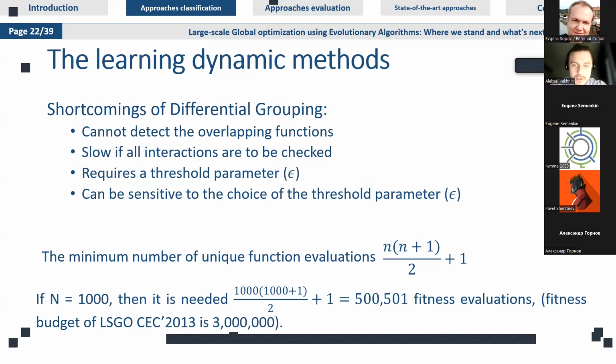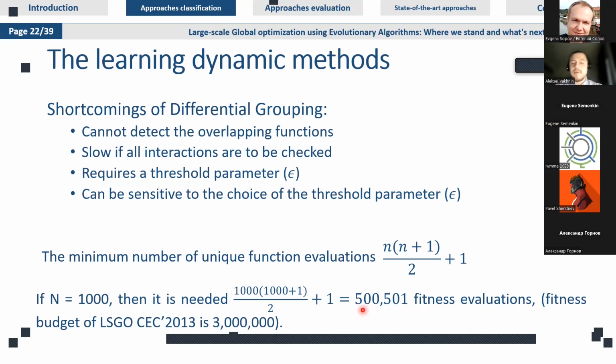And of course, this sort of algorithm for detecting separable and non-separable variables is very sensitive to threshold parameters. And here's a small example. The minimum number of unique function evaluations can be calculated using the following formula. And if we are speaking about 1,000 variables, it's the most common number of variables in benchmarks about LSGO.